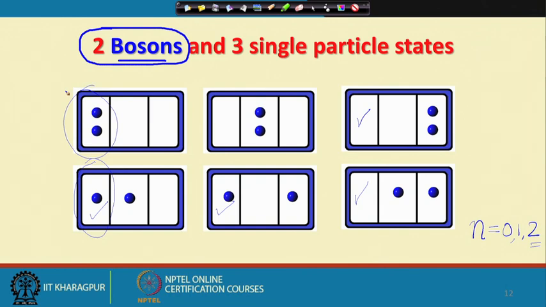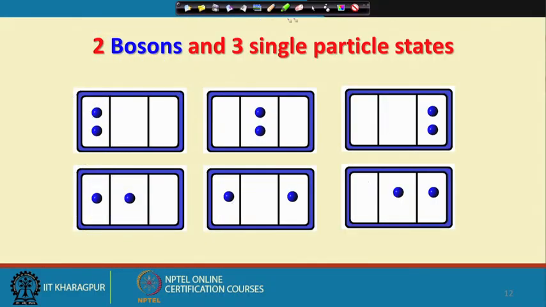So, now this tells us that if I have a specific rule of the game, whether it is a boson or it is a fermion, and I have a given number of single particle states, it is possible for me to just play around with these balls, and given the number of different compartments in which I place them, and provided these compartments are equivalent to each other in the sense that all of them belong to the same single particle state, I can generate the different microscopic states of the system.